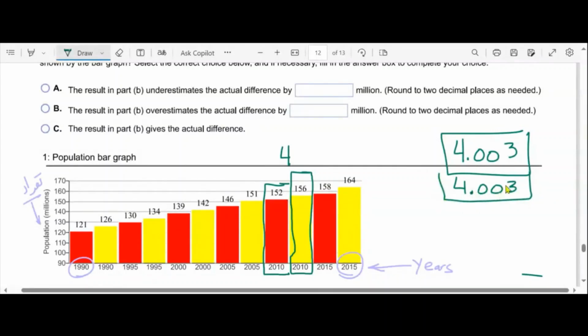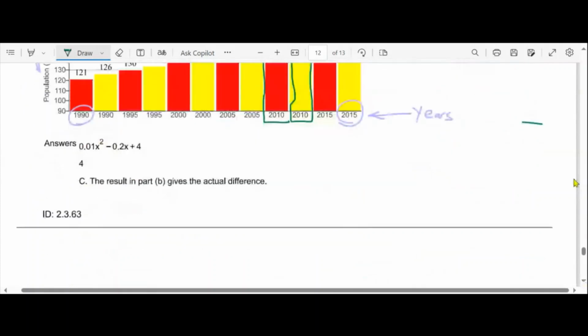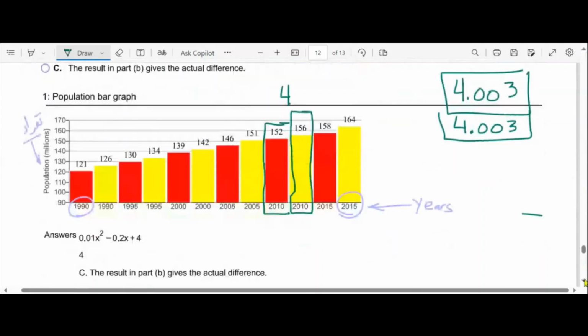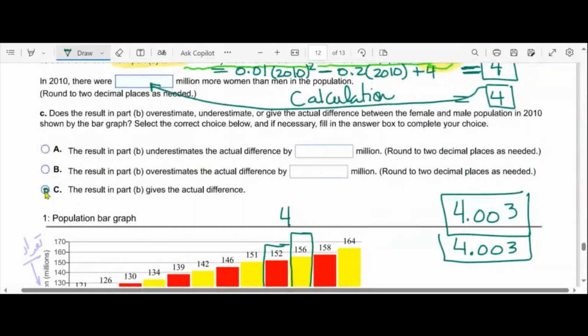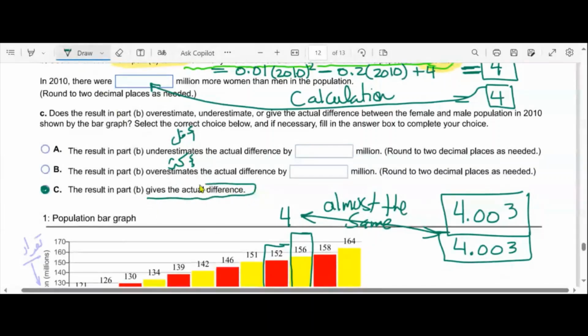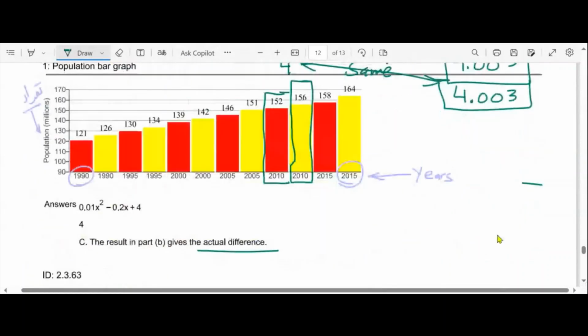Okay, so here you have your calculation. Is it an underestimate or an overestimate? The result in B is the actual difference, because we get it on the calculator, which is almost the same. So it's not an underestimate or an overestimate. Underestimate means less, and overestimate means more. Is this clear? So it's almost the actual difference. Now let's go to the next question.